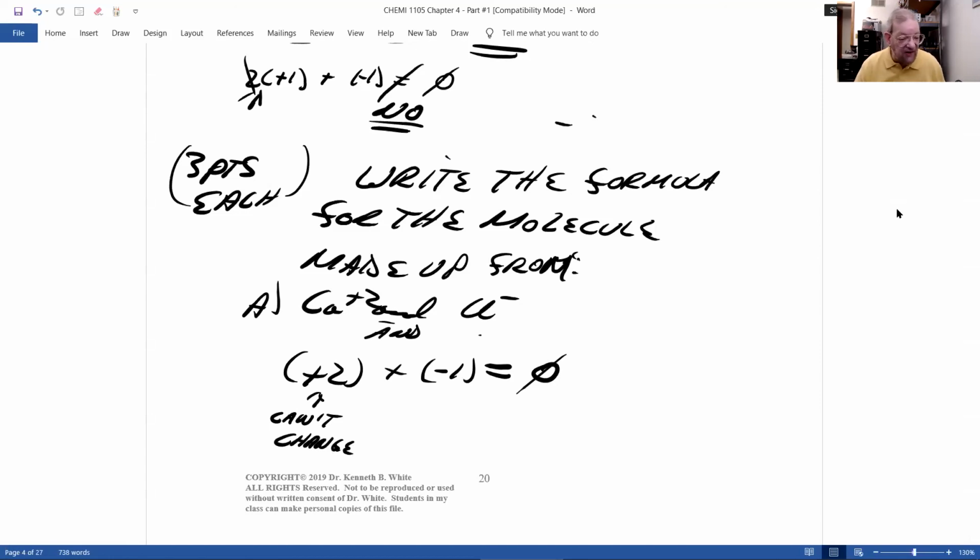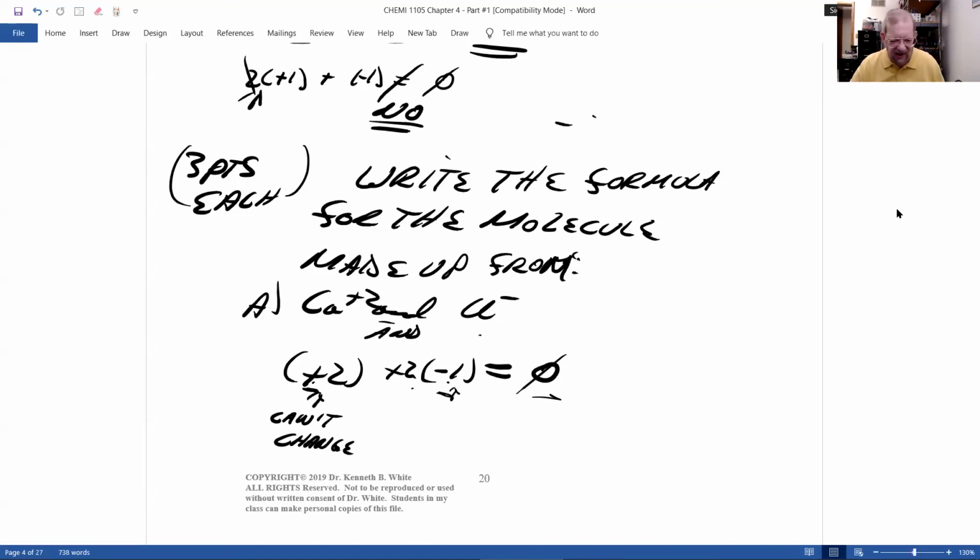But you can change how many of them. Well, this is a +2. How do I get this to 0? This has to be a -2. I can't change the charge, but I can change how many. Now, if this is +2 and 2 times -2 is -4, now it adds up to 0.